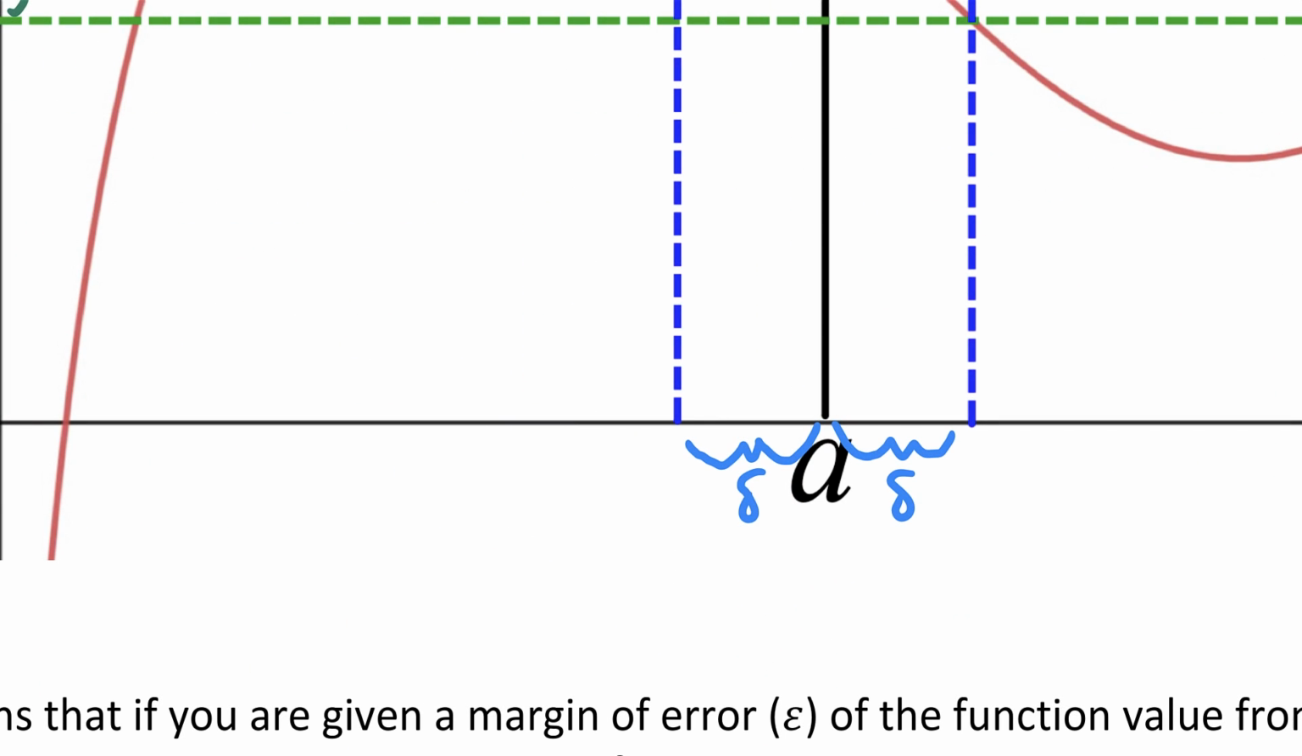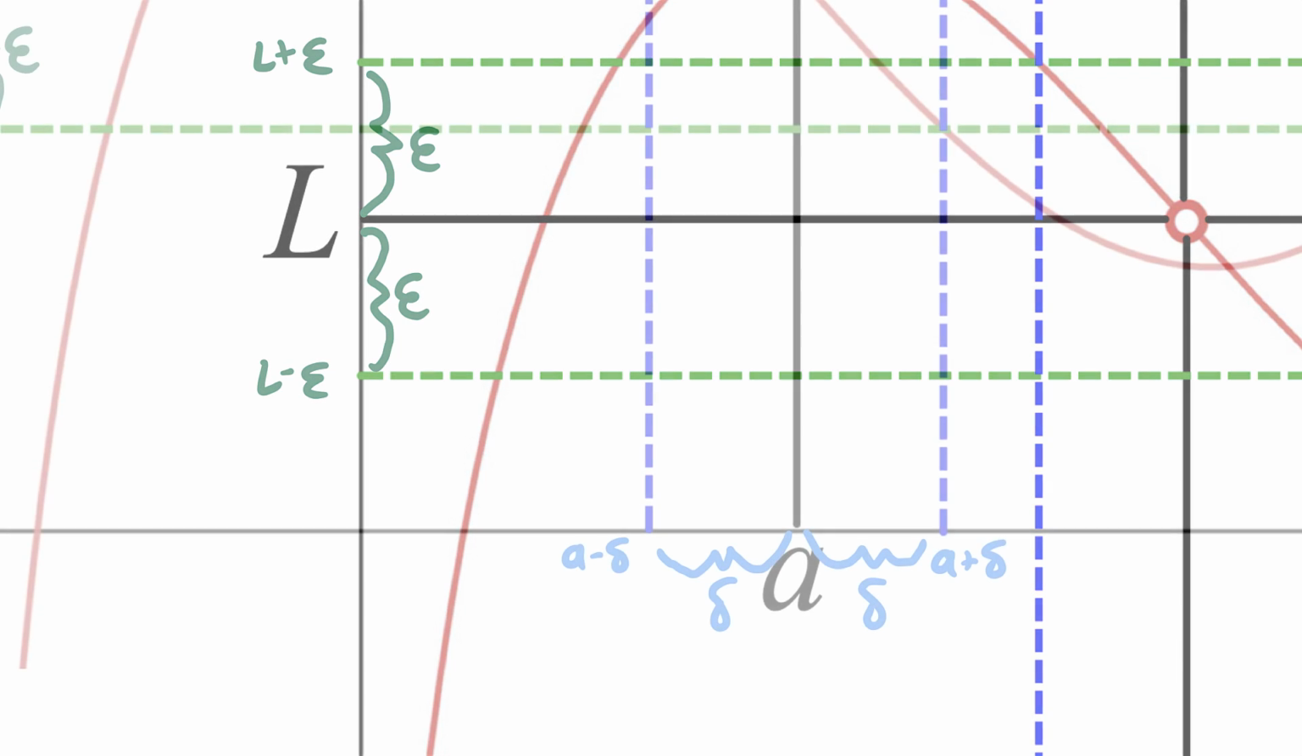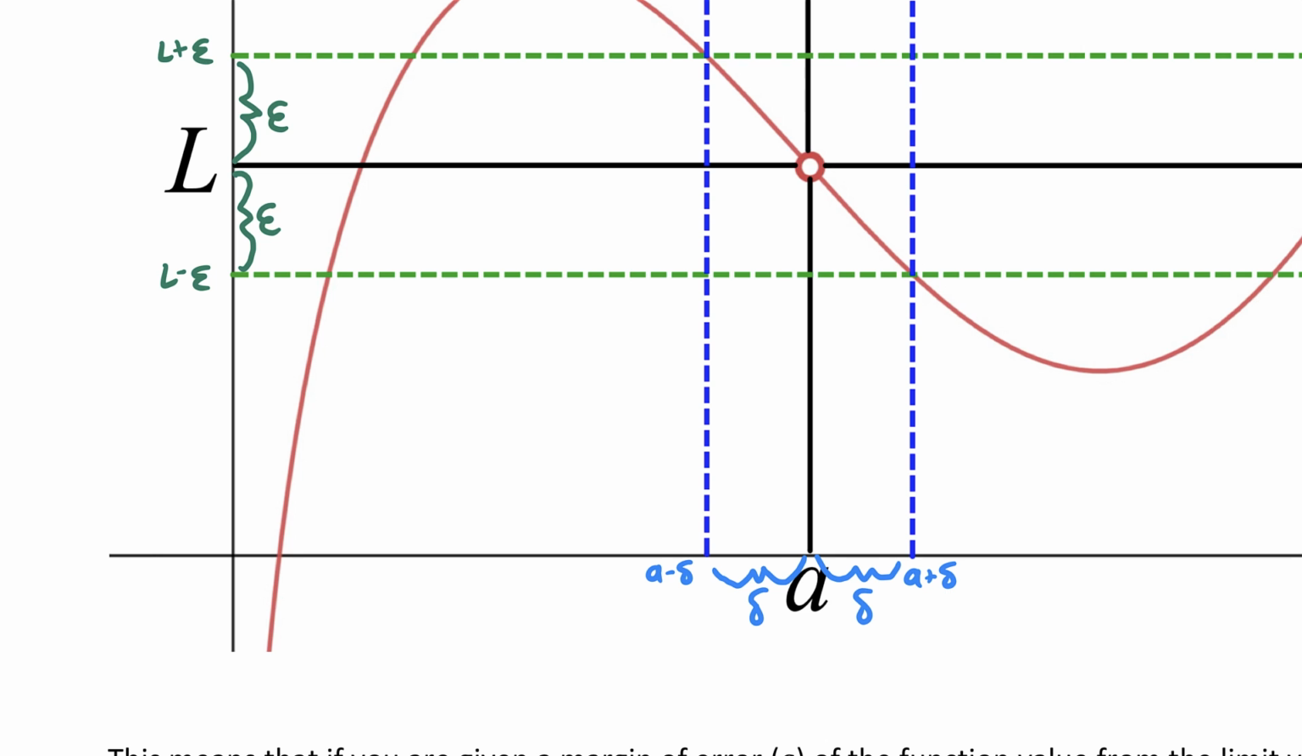And actually, let me label these blue lines here. This is a plus delta, and this is a minus delta. And for the y values, this is the limit plus epsilon, this is the limit minus epsilon. Now, based on this definition, it tells me that as long as I choose an x value that is within delta of a, and let's actually pick one, I'll pick this right here. I'll pick an x value that is within delta of a.